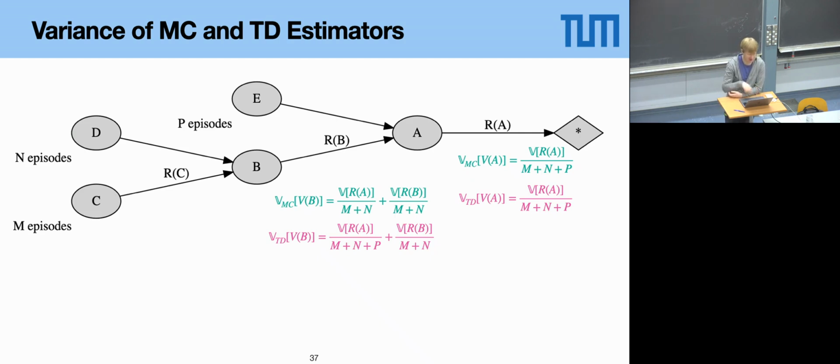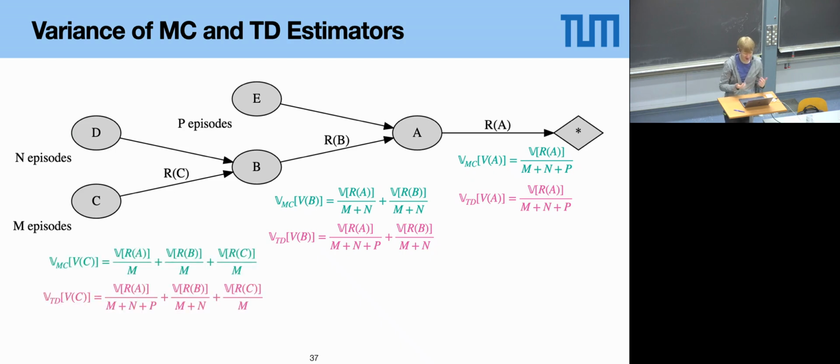And you can now continue this idea to state C, where the difference gets even bigger between the two estimators, because the Monte Carlo estimate can just use the M episodes that start in that very state, and the temporal difference learning estimator can also use the episodes from the other states, partly at least. And the bottom line here is that the TD estimators have lower variance.